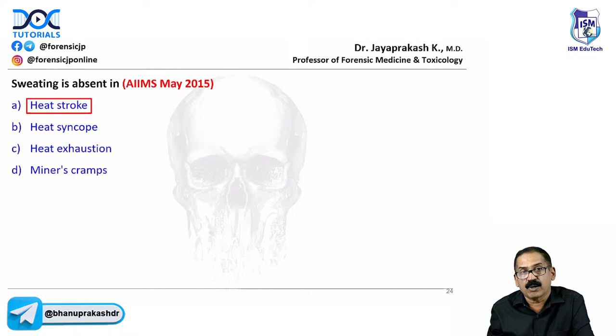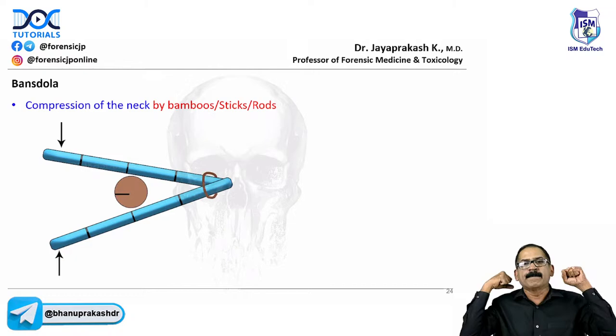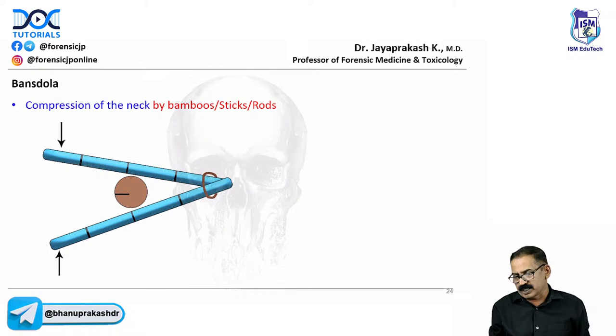Spanish windlass technique is also known as a type of what? Bans dola. You know very well, take two bamboo sticks or any other similar sticks, tie at one end, keep the neck in between and compress the neck. Bans dola means using bamboos originally, but you can use anything, okay?